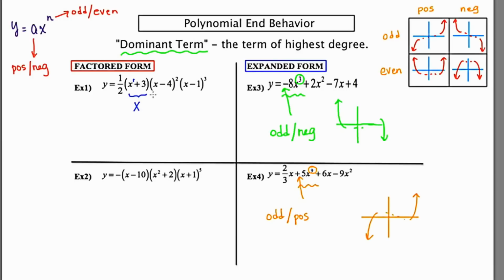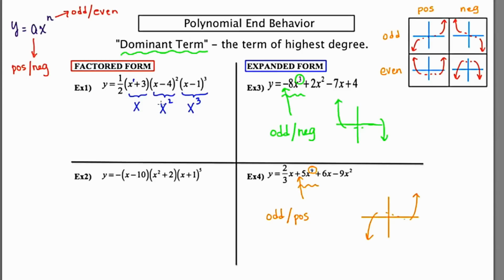When I look at the second polynomial, or the second factor I should say, and I treat this as its own polynomial, I can imagine squaring this out. x minus 4 times x minus 4, that would give me a dominant term of x squared. Now moving to the third factor and imagining multiplying it by itself 3 times, x minus 1 times x minus 1 times x minus 1, the dominant term of that resulting polynomial would be x cubed.